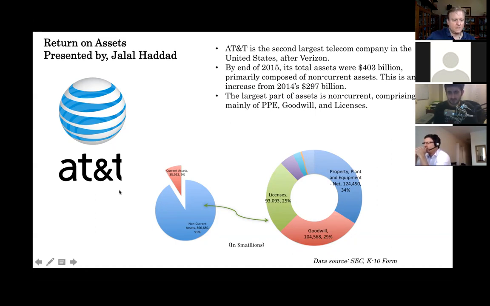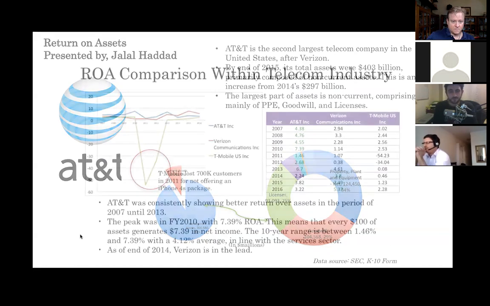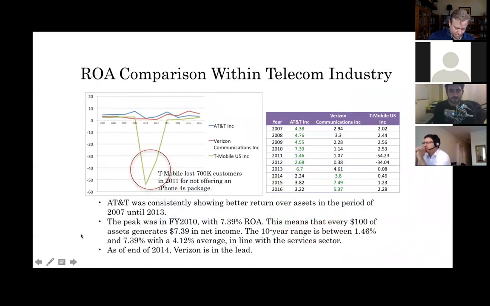It's worth noting that this was an increase from 300 billion. So within 1 year, they increased their assets by 100 billion. Okay, if we can go next.